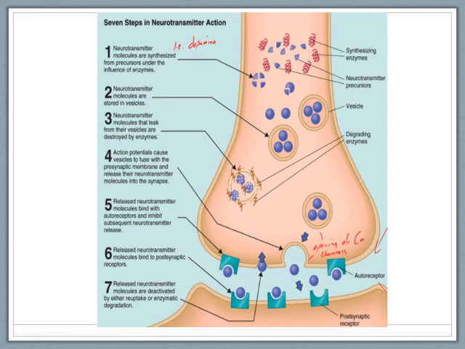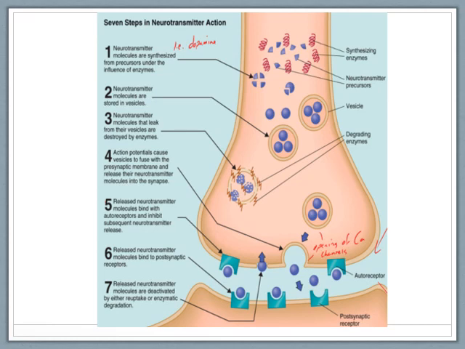So here are the 7 steps in neurotransmitter action, which we've already talked about, and we're going to do this again because repetition is going to help you understand this. And here it is labeled 1 through 7 on the side, so it does help you with that. So neurotransmitter molecules are synthesized from precursors under the influence of enzymes. So just like tryptophan is the precursor to serotonin. And just like we talked about tyrosine being the precursor to dopamine.